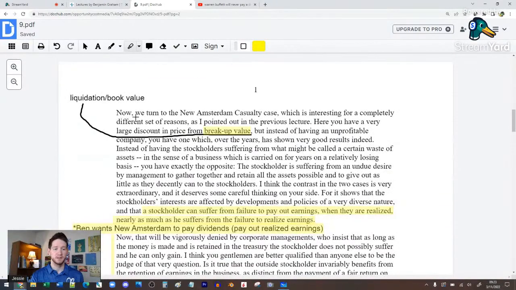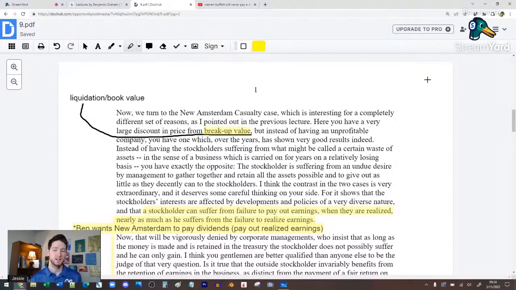First, Ben Graham starts by saying, now we turn to the New Amsterdam Casualty case, which is interesting for a couple different set of reasons. As I pointed out in the previous lecture, here you have a very large discounted price from breakup value, which is also called liquidation or book value in more modern terms. But instead of having an unprofitable company, you have one which, over the years, has shown very good results indeed. Instead of having the stockholder suffering from what might be called a certain waste of assets, in the sense of a business which is carried on for years on a relatively losing basis, you have the exact opposite. The stockholder is suffering from an undue desire by management to gather together and retain all the assets possible and to give out as little as they decently can to the stockholders.